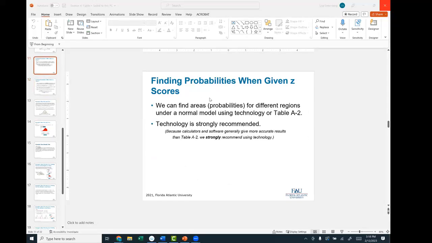Okay, so finding probabilities, if you're given a z-score, we can find areas, which is exactly the same as a probability, for different regions under a normal model using technology or table A-2. I'm going to show you a table, but I don't recommend you use the tables because I'm going to also show you how to use StatCrunch. Technology is strongly recommended because calculators and software generally give more accurate results than a table. We strongly recommend using technology, which is what we will be doing. We'll be using StatCrunch.